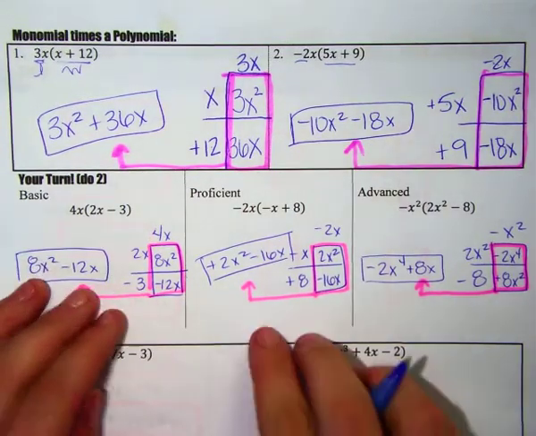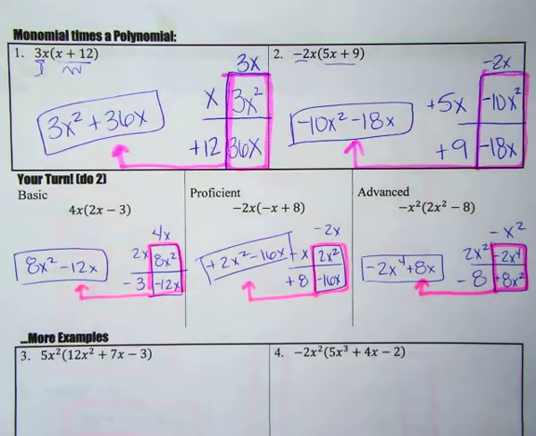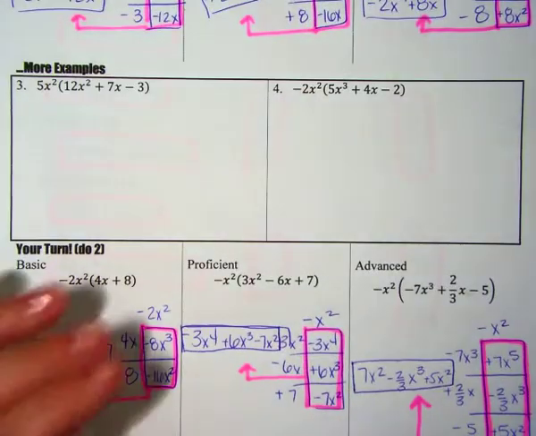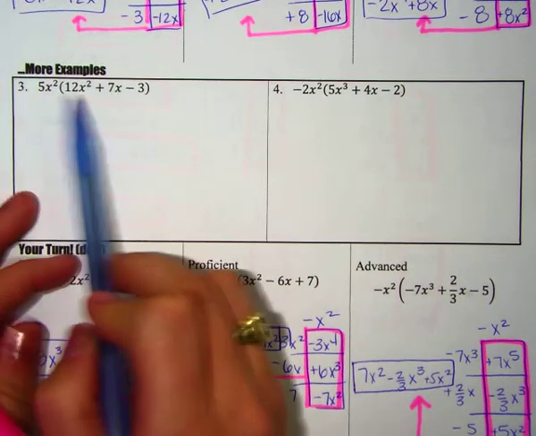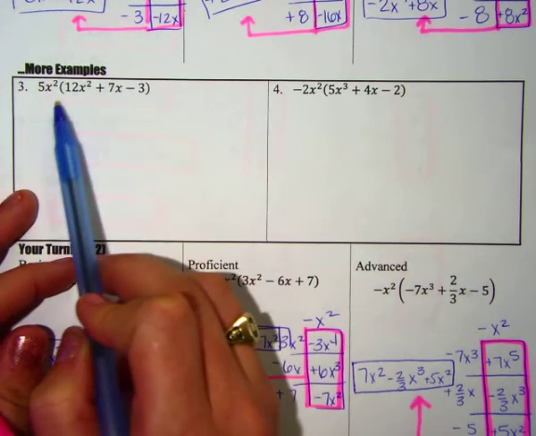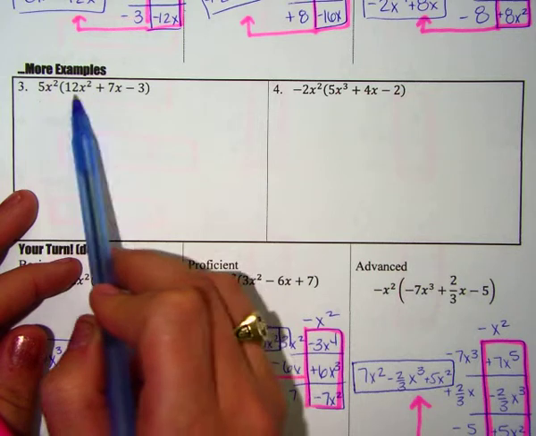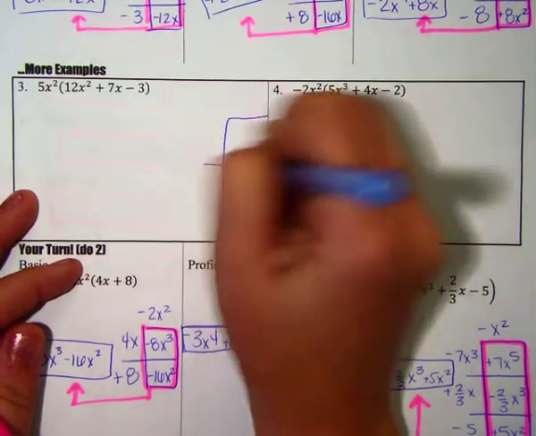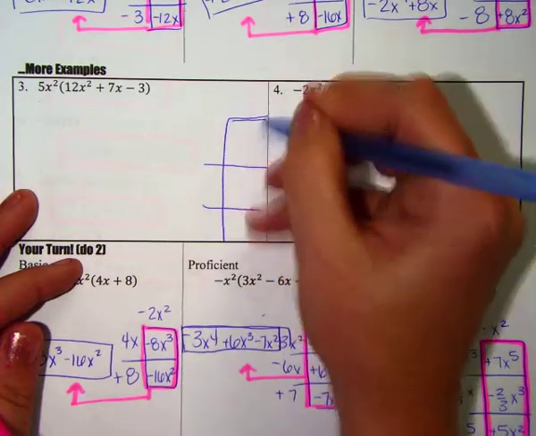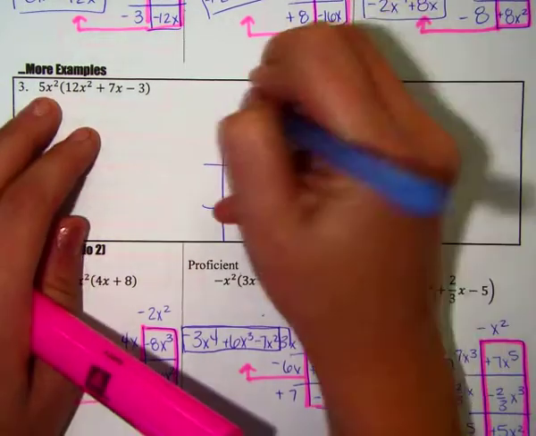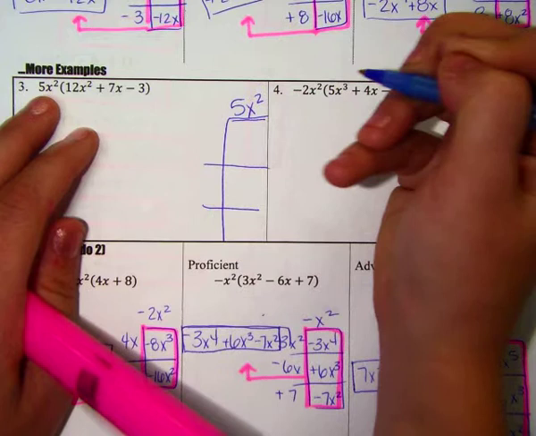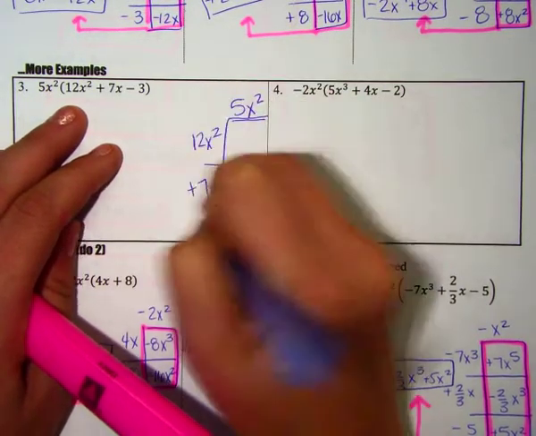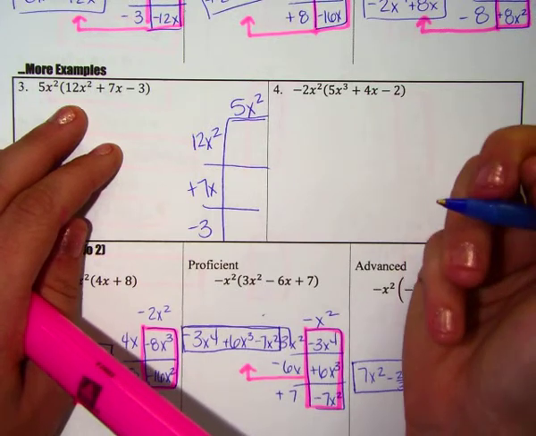Okay, here are the answers for these 3. We're going to do 2 more examples. The only thing that's different is this is a monomial times a trinomial. So we know this is going to be a 1 by 3 box. 5x squared goes on top. Then 12x squared plus 7x minus 3. Take it step by step.